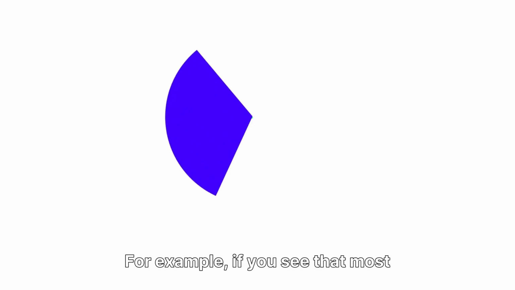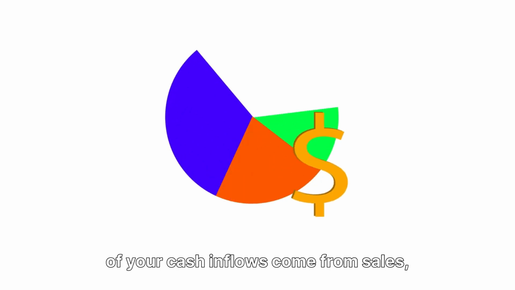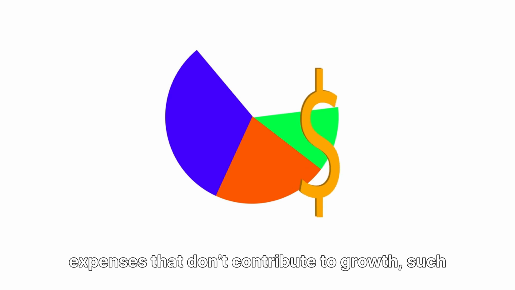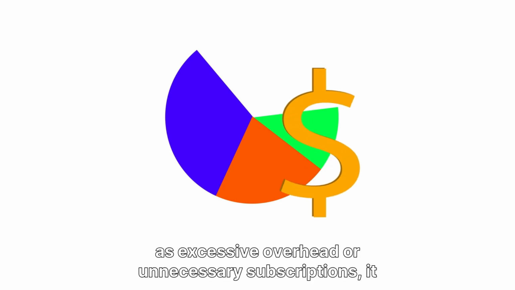For example, if you see that most of your cash inflows come from sales, that's a good sign. But if you notice that a large portion of your cash is going towards expenses that don't contribute to growth, such as excessive overhead or unnecessary subscriptions, it might be time to reassess.